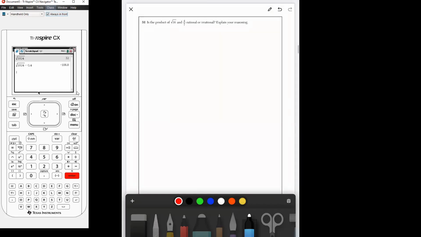Let's look at another question. Now, this was the one that we had on the benchmark. And as I said, most of the students who attempted this question did not get it right. So let's do it. Very first thing you should do is write the number. And since it's the product, we're going to be doing multiplication. We have two numbers here: the square root of 16 and the fraction 4/7. So we want to know, if we multiply those two together, is it going to be rational or irrational?